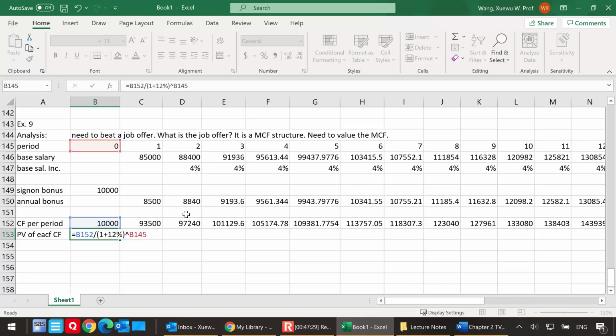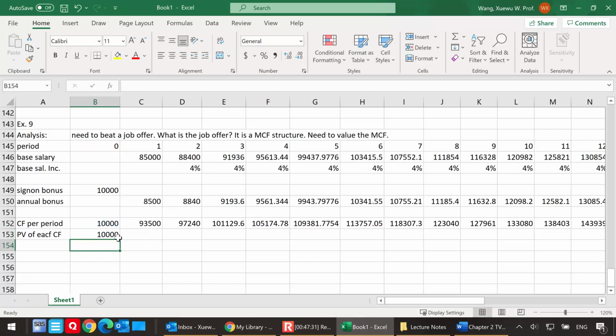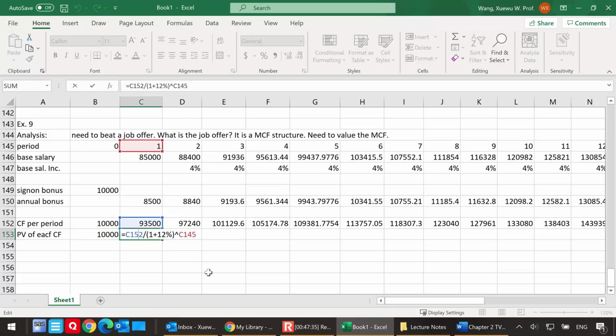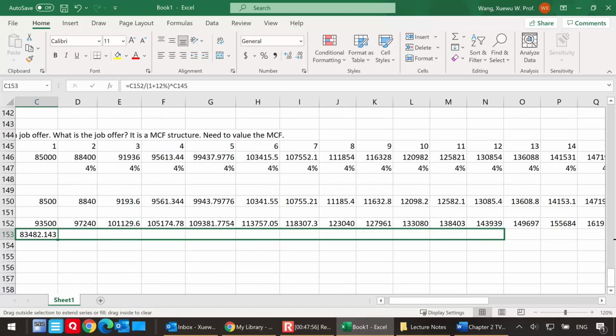This is a good formula, and I can just copy it across once and look at what Excel did for me. I'm trying to get the present value of the first year cash flow. So Excel is doing 93,500 divided by 1 plus 12% raised to the power of 1. This is precisely what we need to do. Okay, so now I can copy this across.